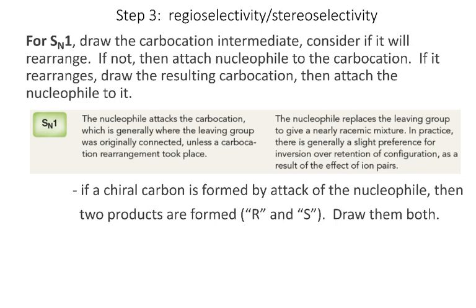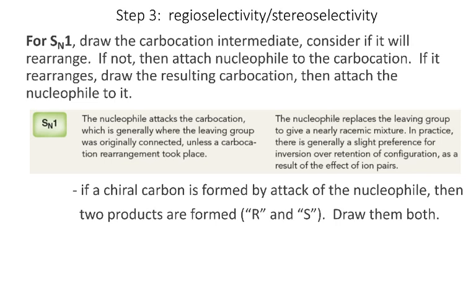Okay, the regiochemistry of SN1 reactions is fairly similar to SN2 in that the nucleophile attacks the carbocation, and the carbocation is generally on the carbon that lost the leaving group, but it's a little bit more complicated than in SN2 because carbocation rearrangement is possible. And so it is possible that the carbocation may have moved, in which case the nucleophile can attack multiple possible positions.